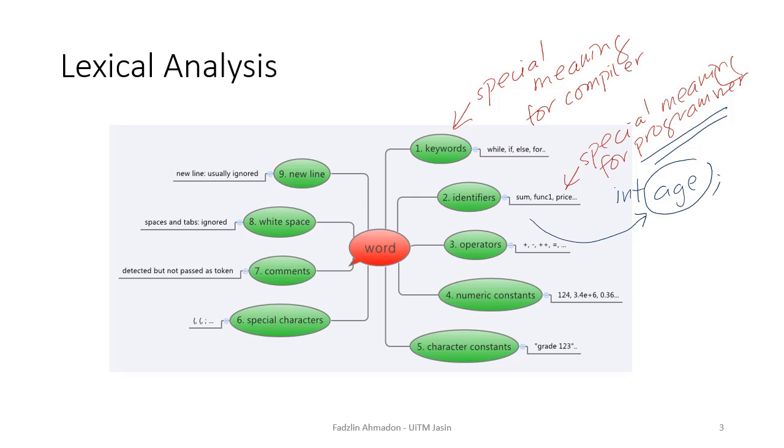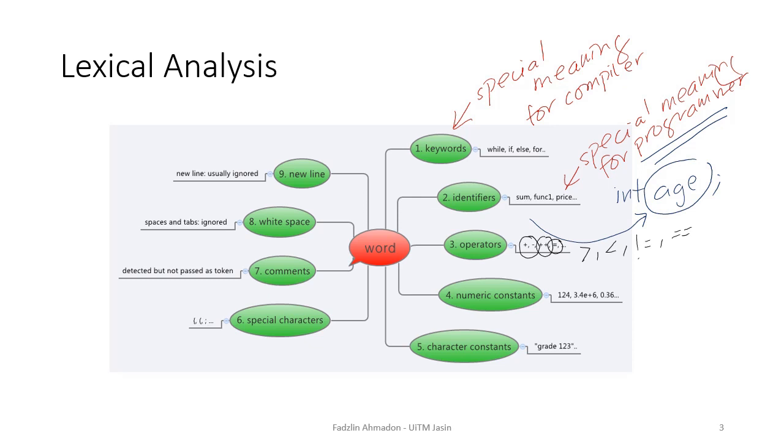Okay, the third category that we have is operators. If you look at the example here, we have arithmetic operators, we have unary operators like plus plus or minus minus, we can also have assignment operators, and we can also have boolean operators such as bigger than, lesser than, not equal, equal to. So these are operators.